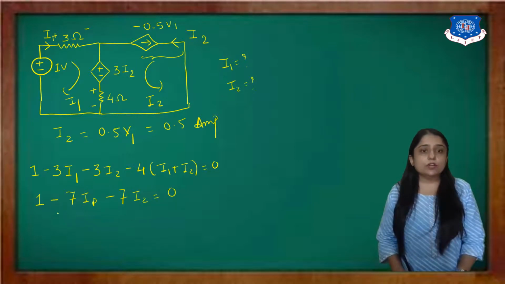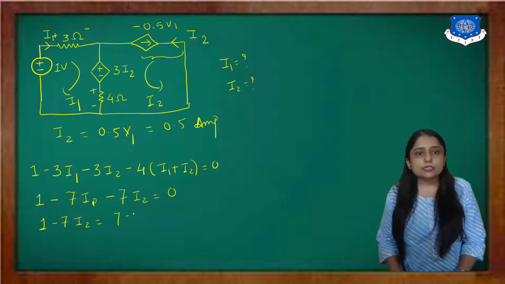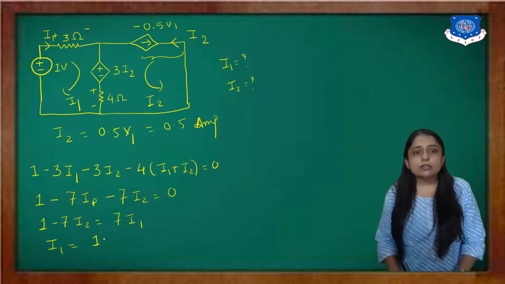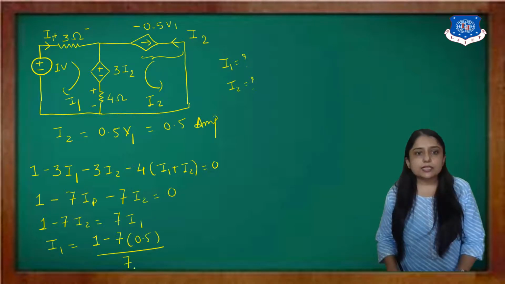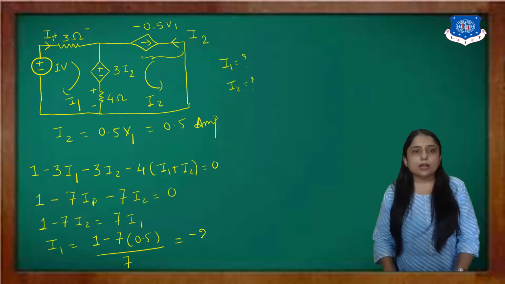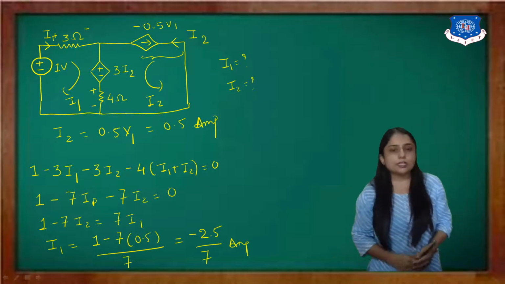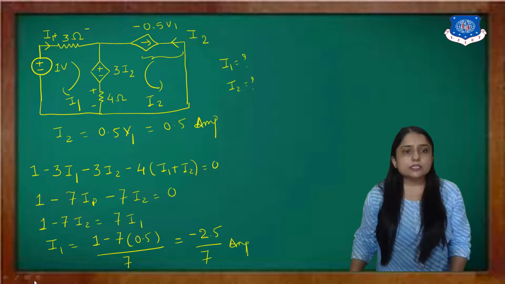I want to find out the value of I1. So 1 minus 7I2 equals what? It's 7I1. And here the value of I1 will become 1 minus 7, and the I2 value is 0.5 divided by 7. So this value will become 2.5 divided by 7. So this is the value of I1.